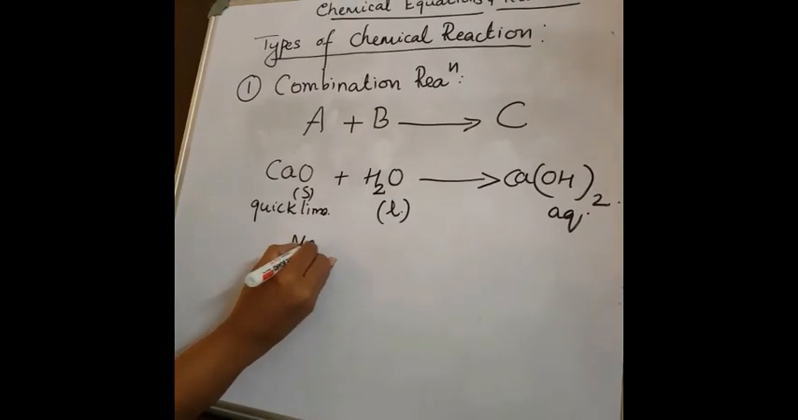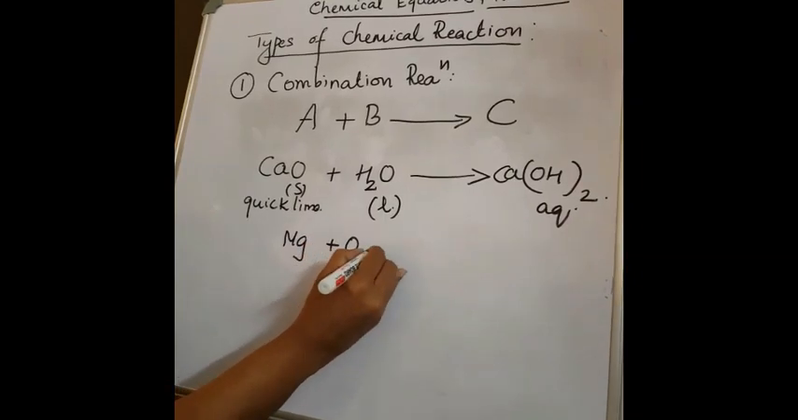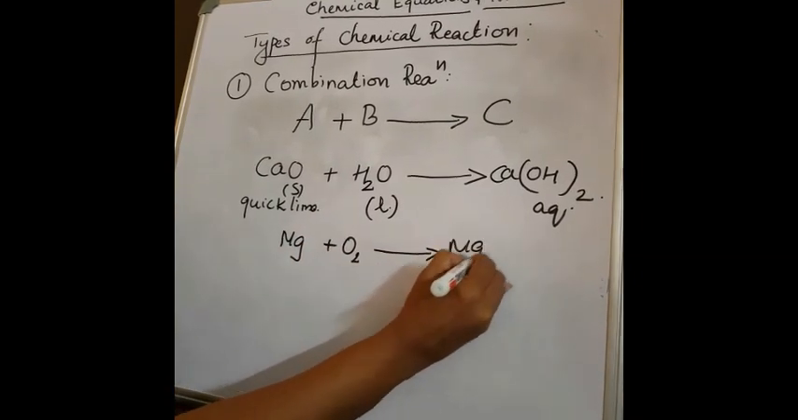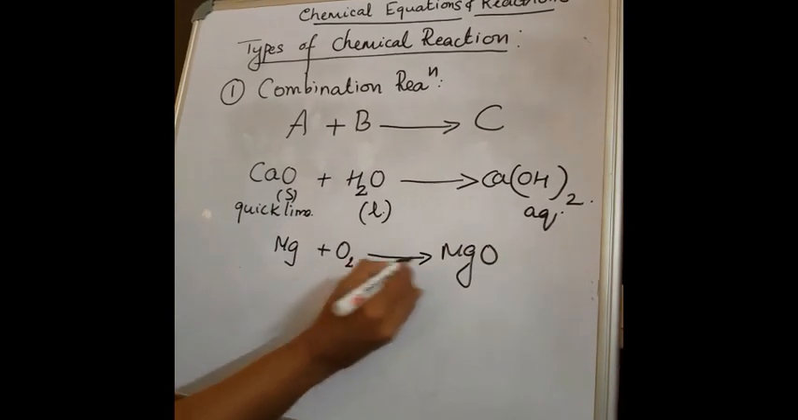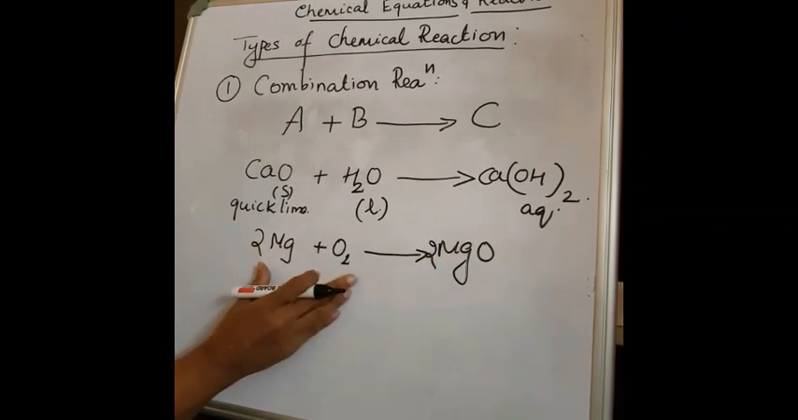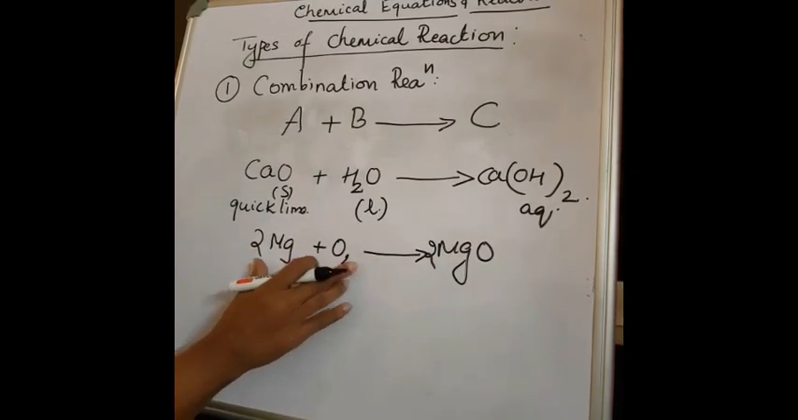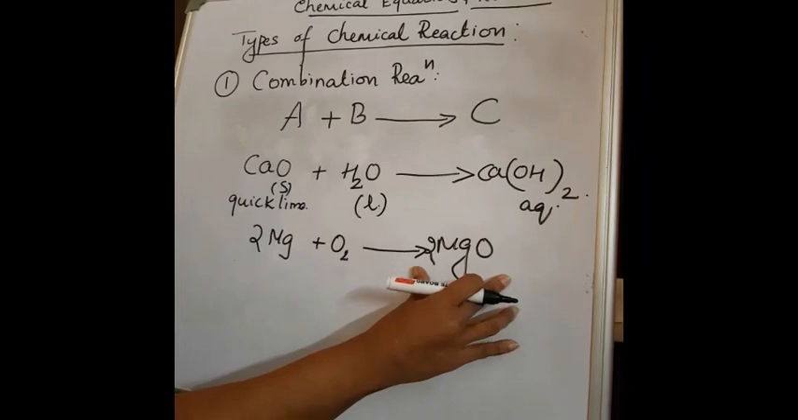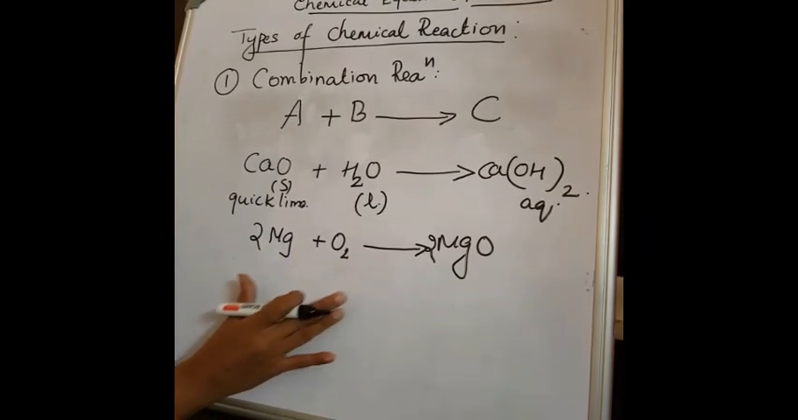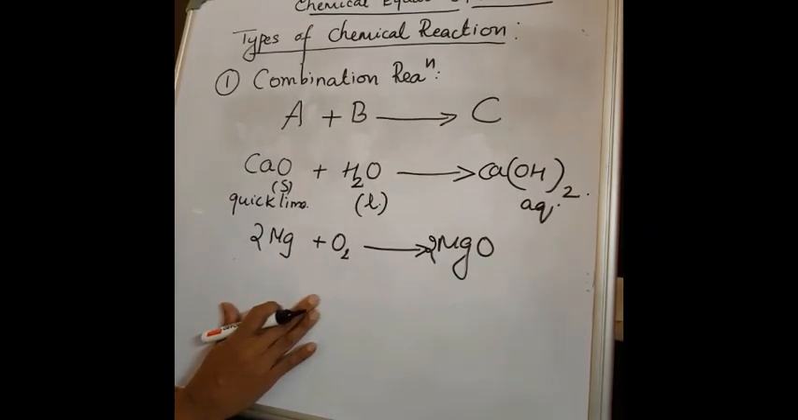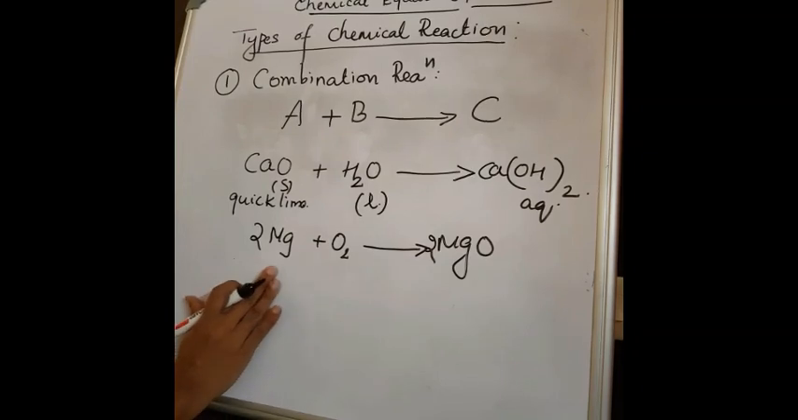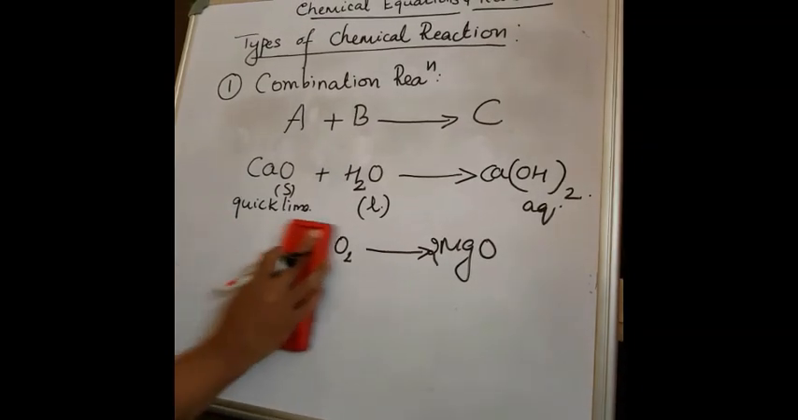Now one more example: magnesium plus oxygen giving magnesium oxide, right? Why? Because magnesium and oxygen are 2 reactants combined together to give a single product. That is why we say this is an example of a combination reaction. So you understood? Okay.